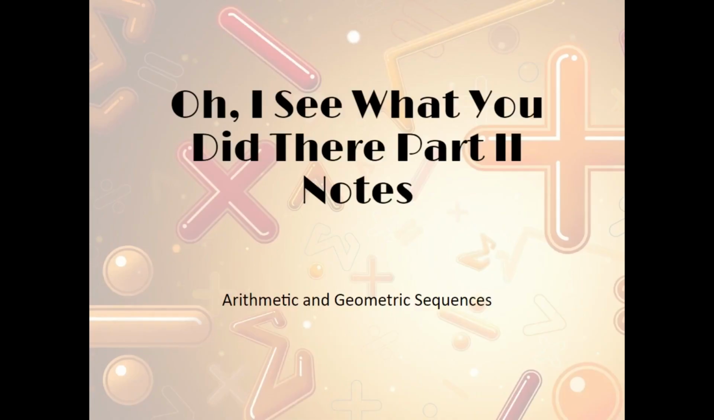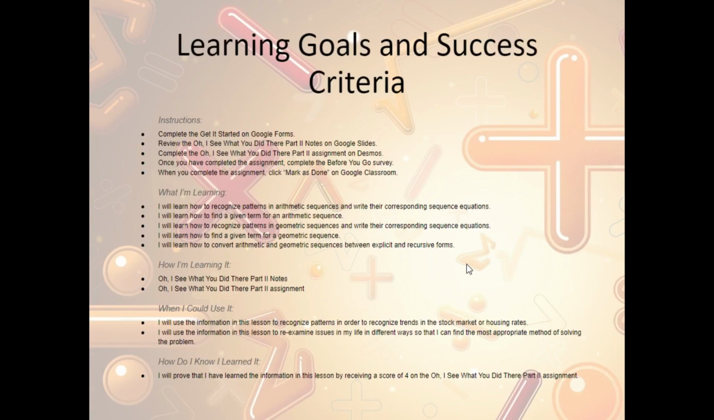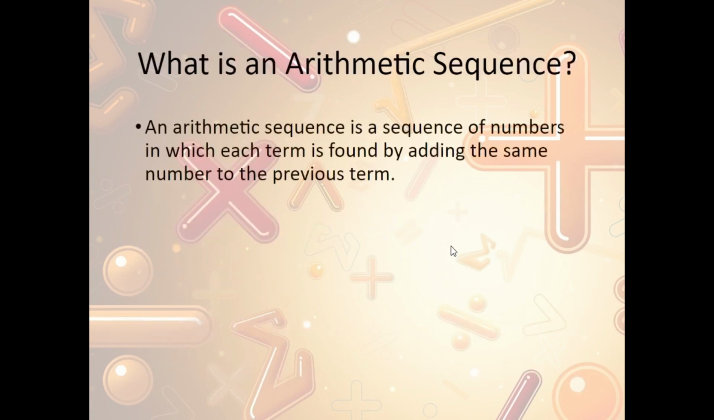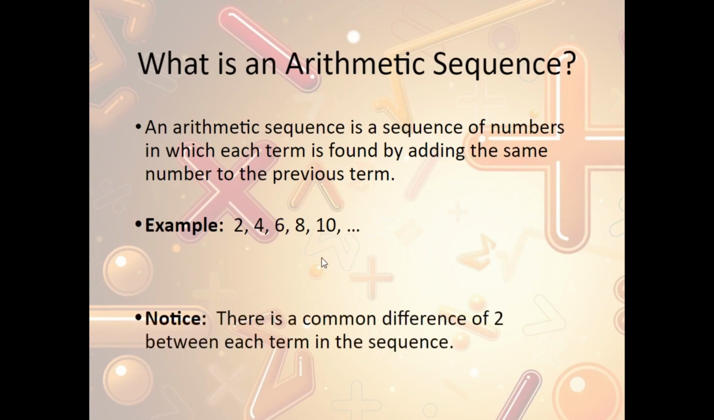Let's take a look now at the "Oh, I see what you did there Part 2" notes. The notes begin with the learning goals and success criteria. What is an arithmetic sequence? An arithmetic sequence is a sequence of numbers in which each term is found by adding the same number to the previous term. So an example of this would be 2, 4, 6, 8, 10, etc. So each time we move from one to the next, we're adding 2 to it. So 2 plus 2 is 4, 4 plus 2 is 6, 6 plus 2 is 8, and so on, and it goes on forever. Notice that there's a common difference of 2 between each term in the sequence.